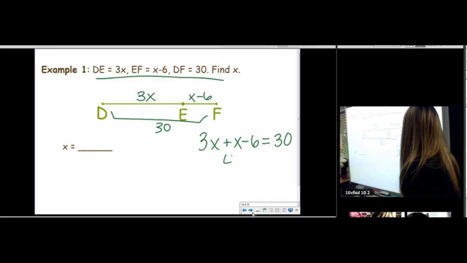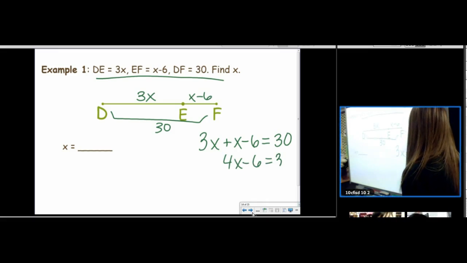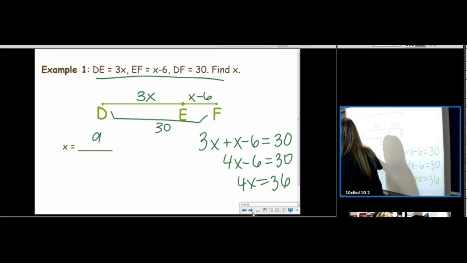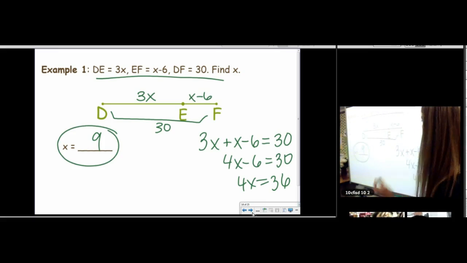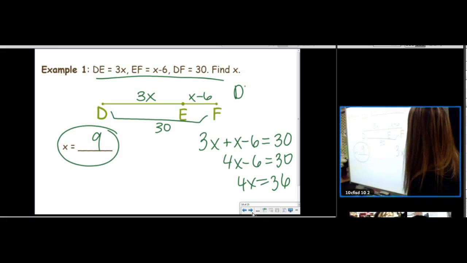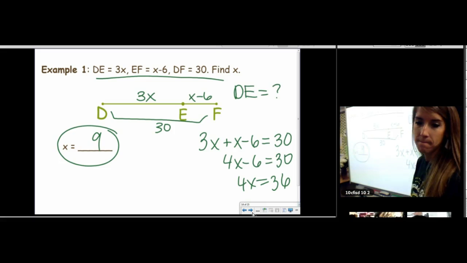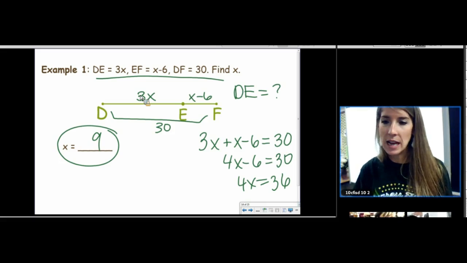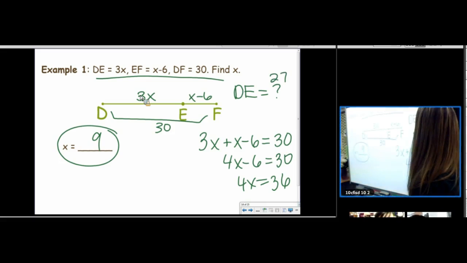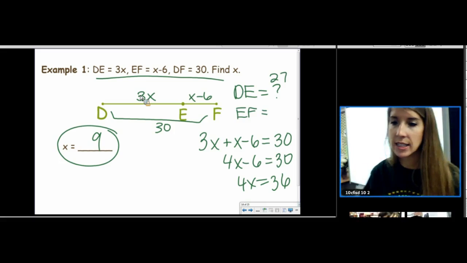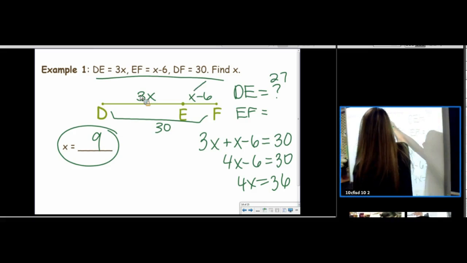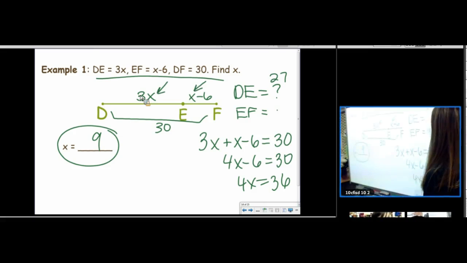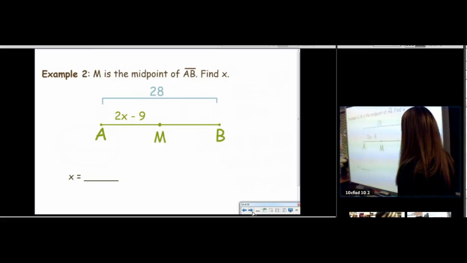Yay. 4x minus 6 equals 30. 4x equals 36. X is 9. Very good. What's the measure of DE? You take the 9 and you plug it in. 3 times 9. Yep, 27. What's the measure of EF? 9 minus 6. You plug it in here. You plug it in here. And you can find all your missing segments. All right, try this one.